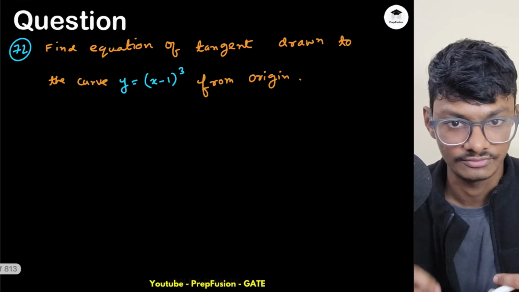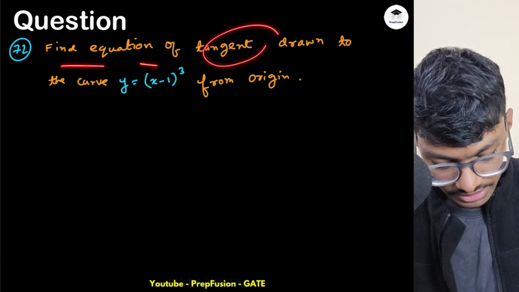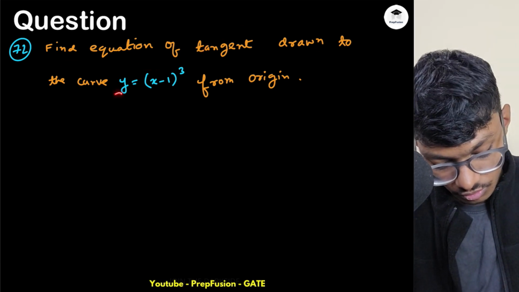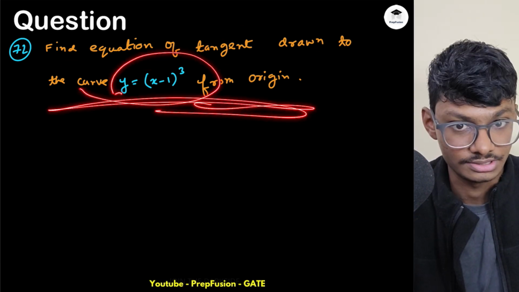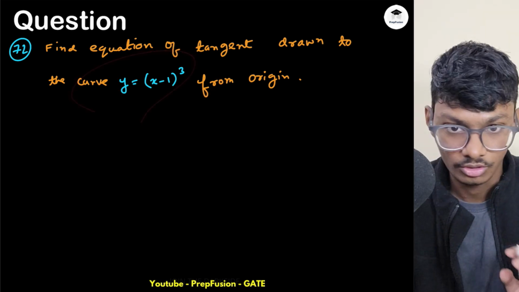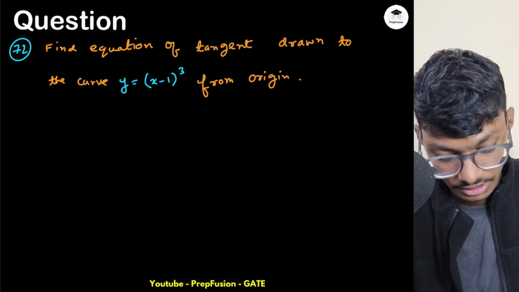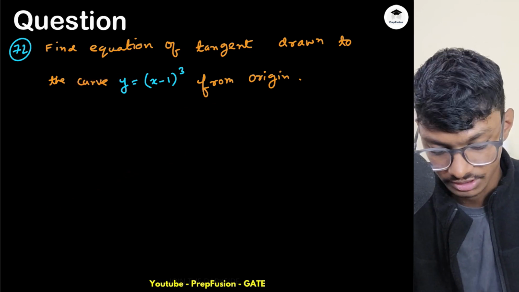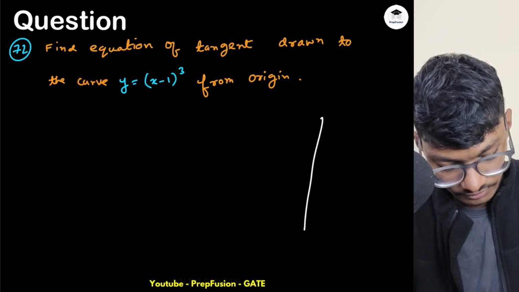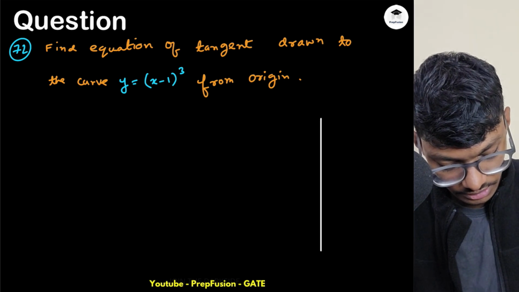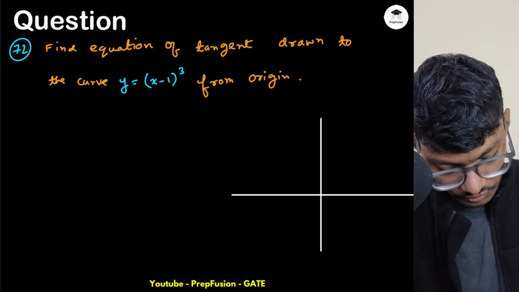Let's do one question and from there we will understand this better. Find the equation of tangent drawn to the curve from the origin. They are not talking about anything else, they are talking about what will be the equation of the tangent from the origin. If I draw an equation of tangent, what does this mean? Let's say I have this x minus 1, right? So the graph will look something like this.